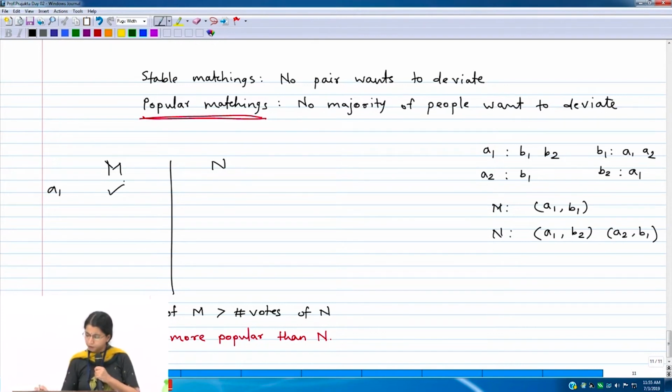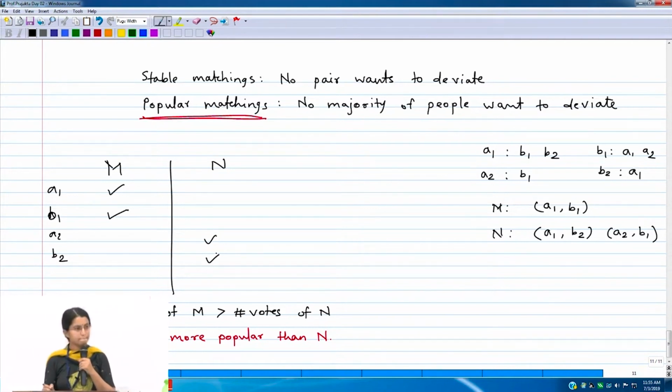What about B1? B1 also gets a better match in M as compared to N. So B1 also prefers M. What about A2 and B2? They were not getting anything in M. Now they are getting something, so they are of course going to prefer the matching N. So even if M is stable and N is not stable, they are getting an equal number of votes. Then N is also as popular as M.